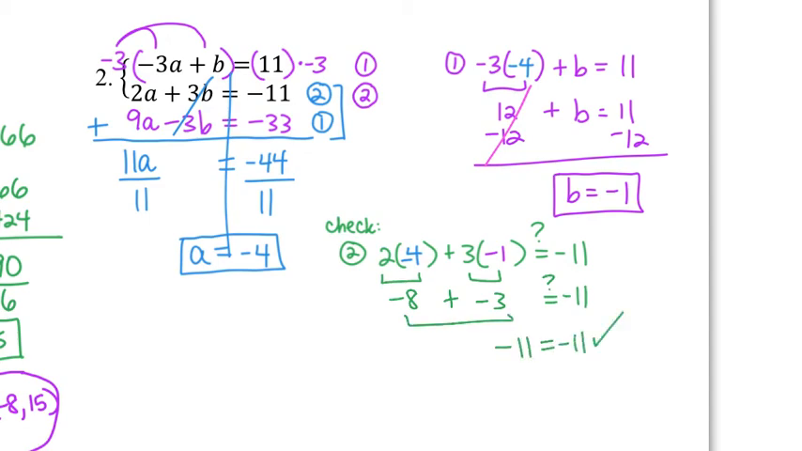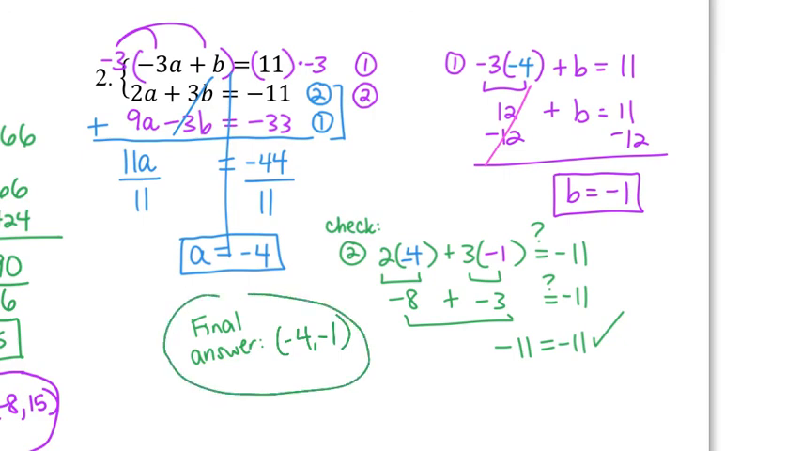Yes, it is. So we know we are correct, which means we need to write our final answer. Normally, when we have variables that are not x and y, we write them in alphabetical order. So we'll write negative 4, then negative 1. Negative 4, negative 1 is our final answer. And that's it for your turn number 2.